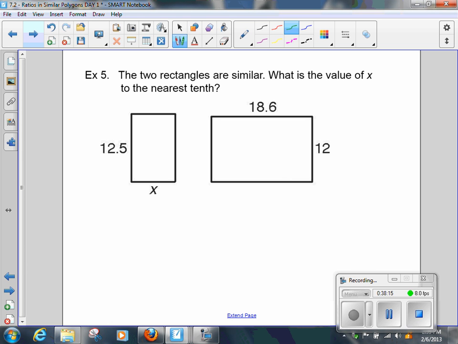Didn't even have to do that. You paying attention? What are they? 12.5 times 12.5. Kind of. Hey, what's wrong with these? Look at these two rectangles.